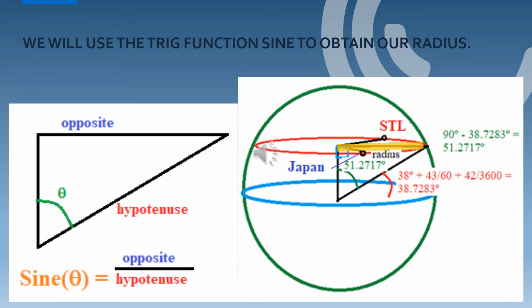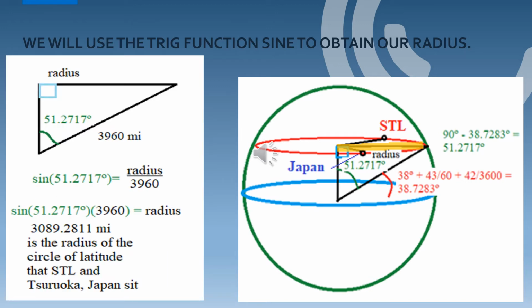There is a function of an angle called sine, and sine of an angle in any right triangle is equal to the ratio of the opposite side to the angle divided by the length of the hypotenuse. That's exactly what we need here. We have the hypotenuse, it's the radius of the earth, and the opposite side to the angle theta is the radius that we're looking for.